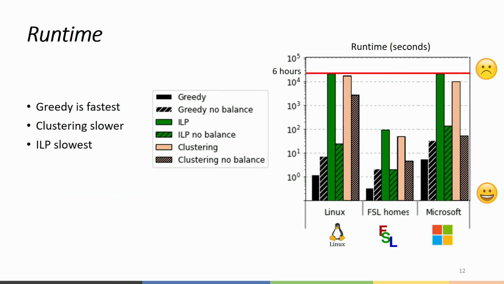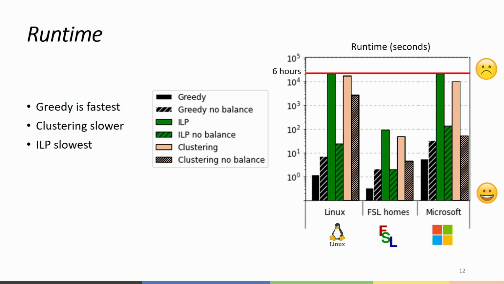The other side of this evaluation, of this comparison, is of course the runtime, which is the metric for the approach's complexity. So we see the same systems here with the same algorithms. The y-axis is now the runtime, and notice that it's in log scale. So the red bar on the top, that's the 6-hour time limit that we set for the ILP solver, and we see that ILP indeed reaches this timeout in quite a few of the cases.